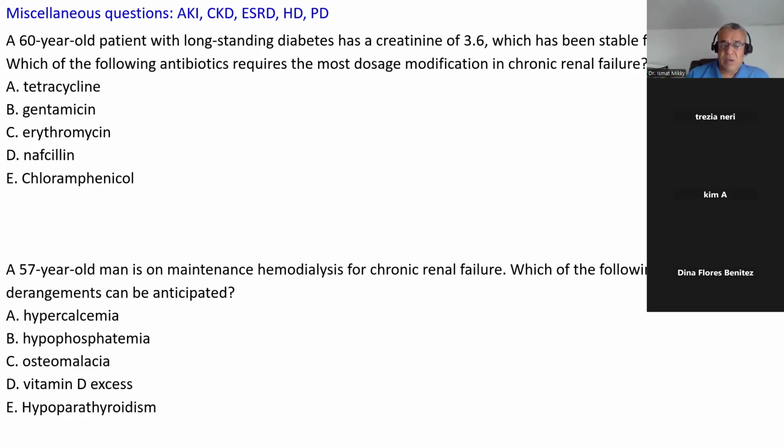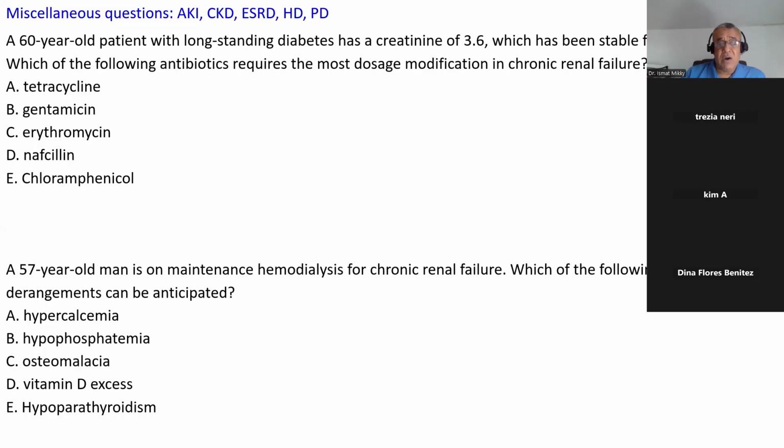So many drugs require dosage modifications in chronic renal insufficiency. The drugs that are nephrotoxic may be contraindicated or used only with extreme care in renal insufficiency. We attempt to avoid these aminoglycosides. Aminoglycosides, one of them is gentamicin, amikacin, neomycin. All these are aminoglycosides.